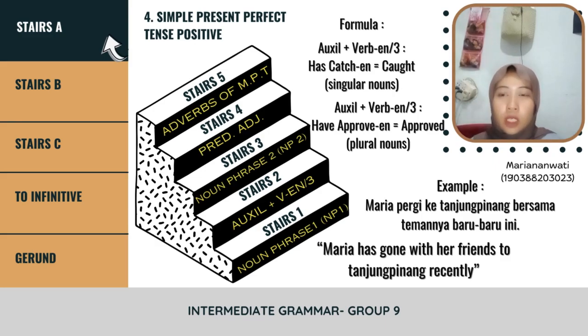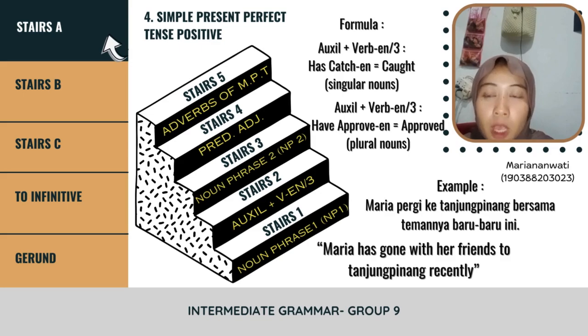Stairs 2 is auxiliary plus verb en or verb 3. The stairs 3 is number 2. The stair 4 is predicate adjunct, and the stair 5 is adverbs of manner, place, and times. Simple present perfect tense have a one example. The example is Maria pergi ke Tanjung Pinang bersama temannya baru-baru ini.